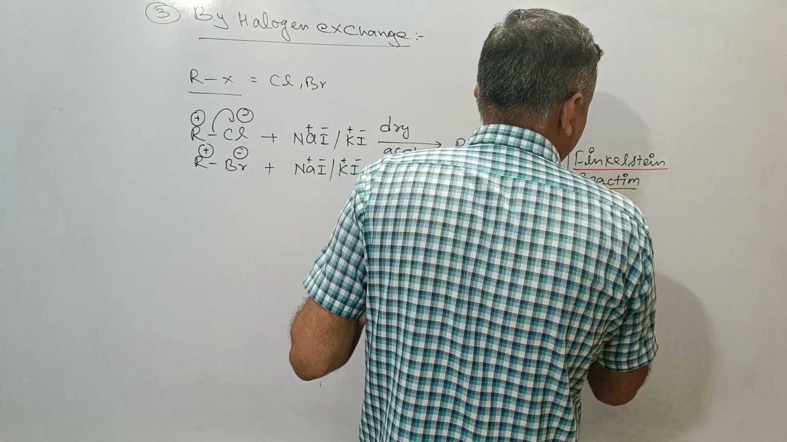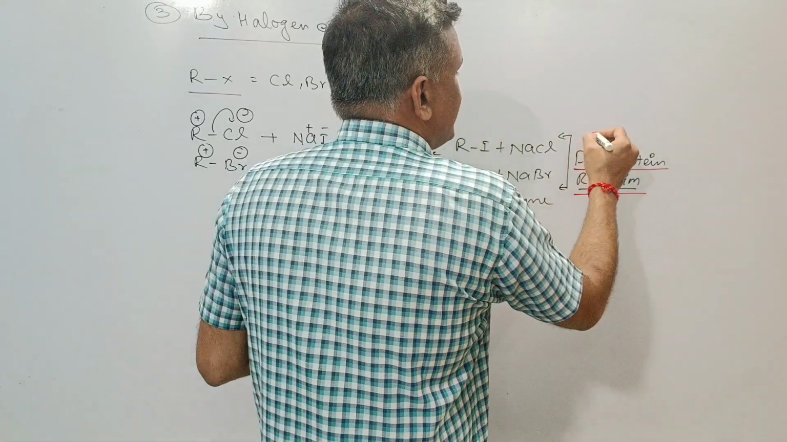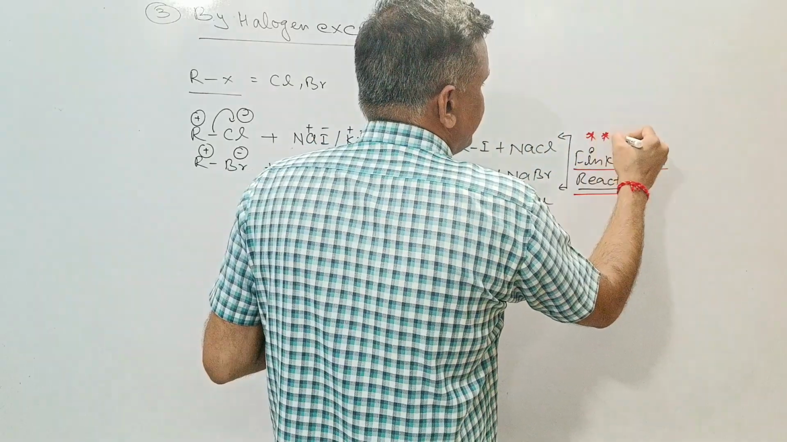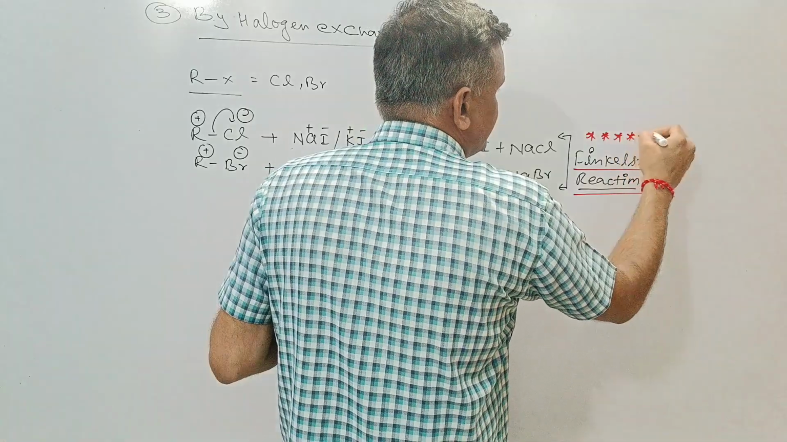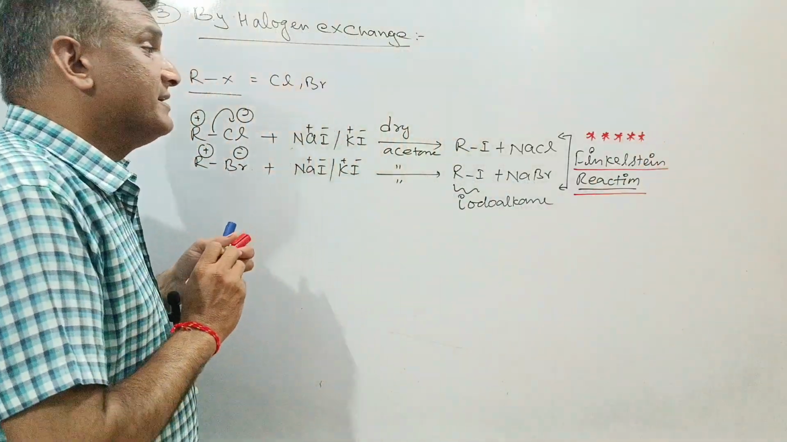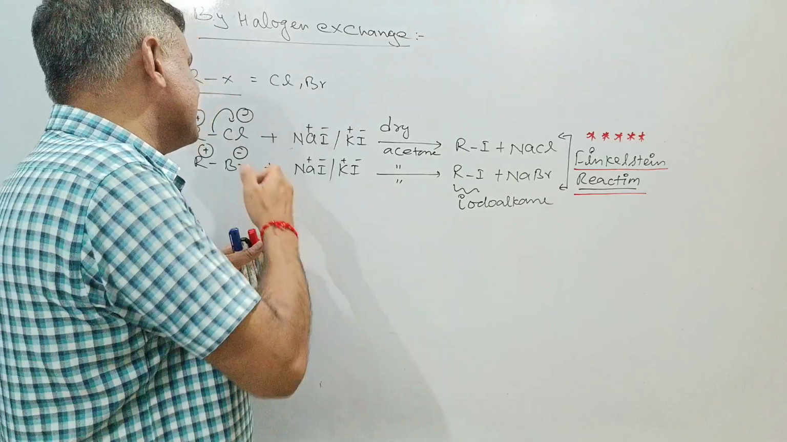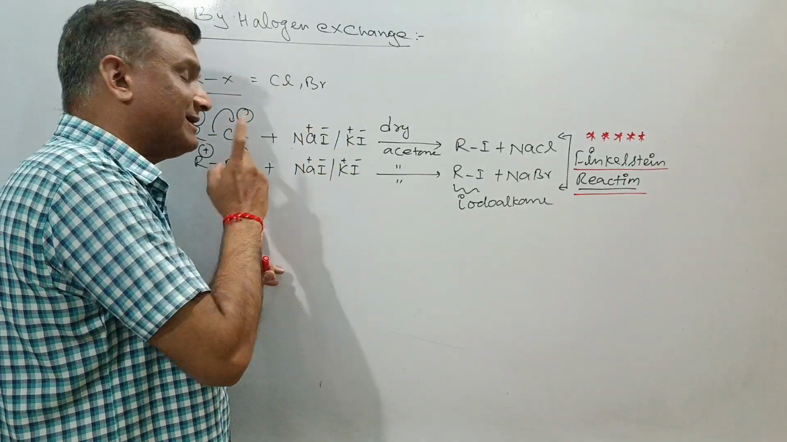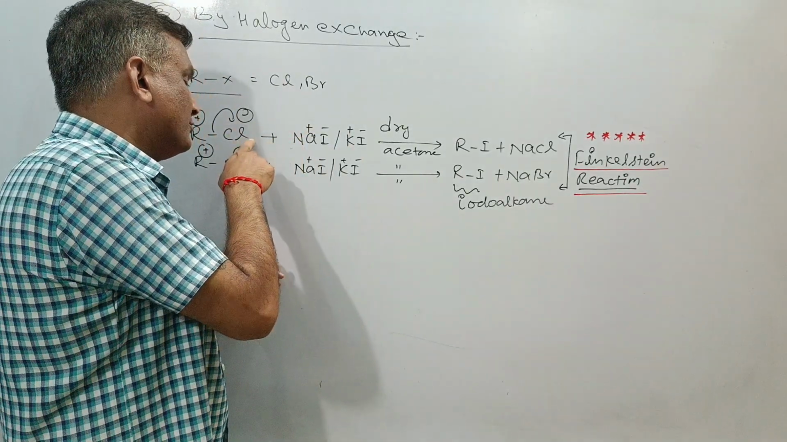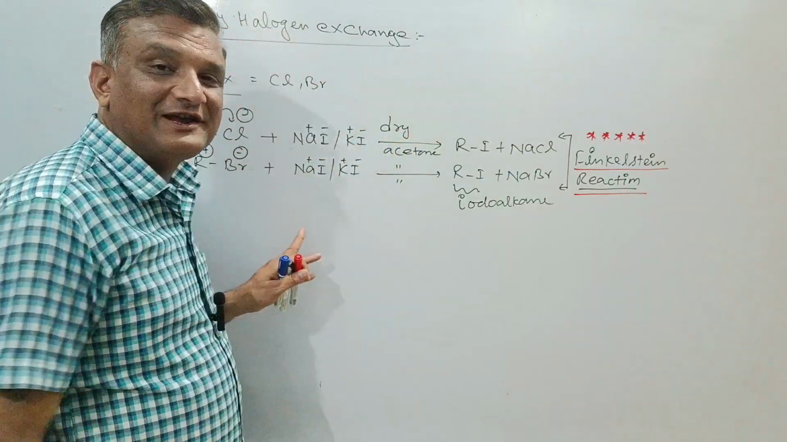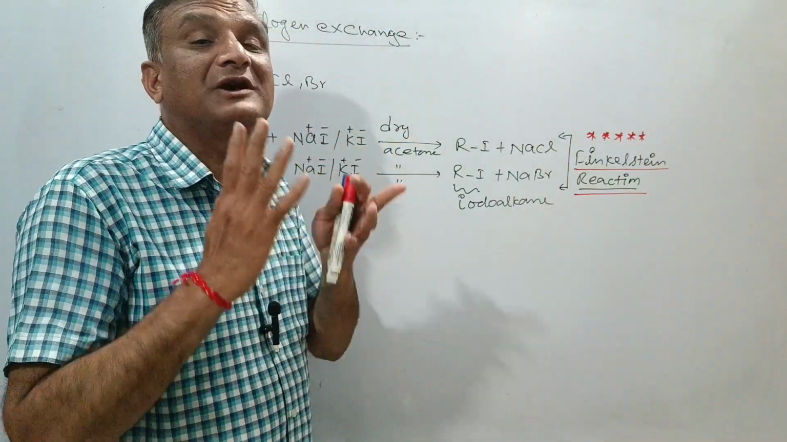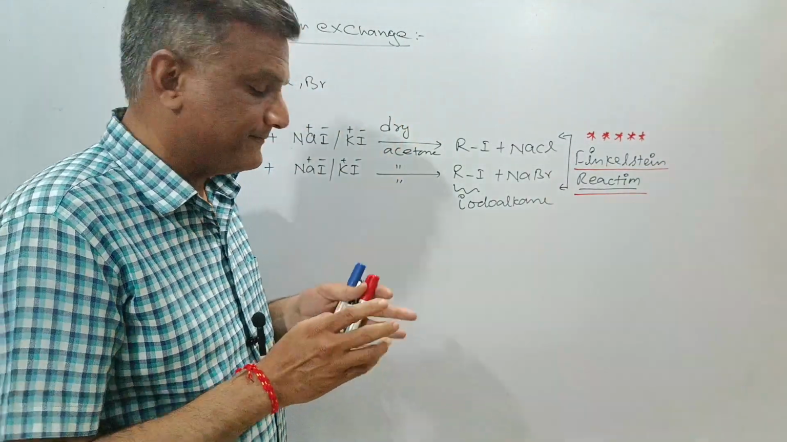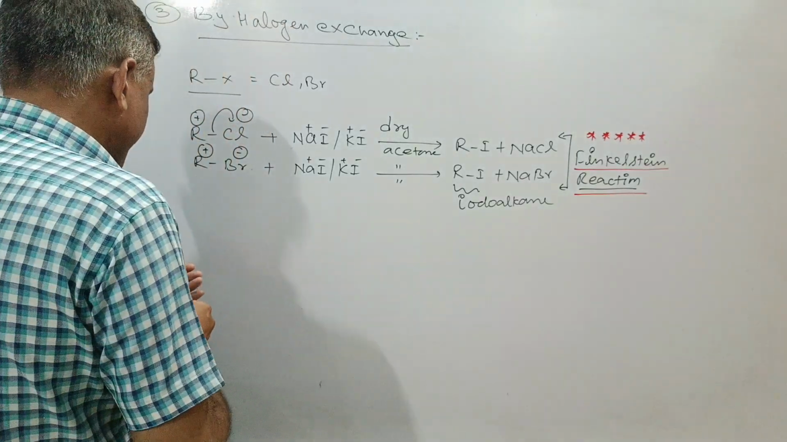I am going to underline it also. This is the 5-star reaction regarding halogen exchange. We can get chloroalkane directly, bromoalkane directly, and if we want iodoalkane, then we can use the Finkelstein reaction. But what about fluoroalkane? For this, what will be?